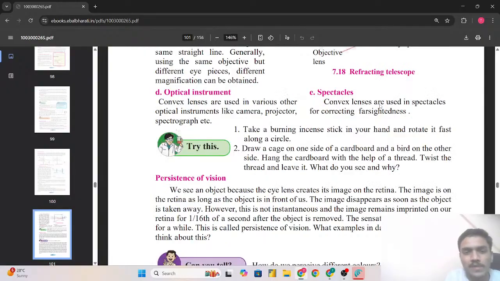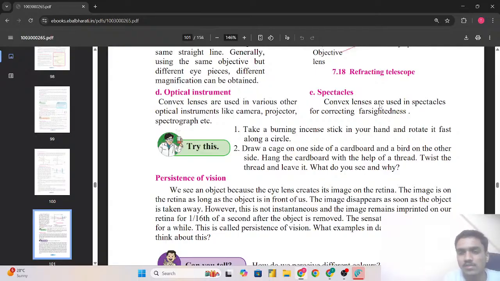नेक्स्ट इज द ऑप्टिकल इंस्ट्रूमेंट. ऑप्टिकल इंस्ट्रूमेंट जो होते हैं उसमें भी हम कॉन्वेक्स लेंसेज को यूज करते हैं. Convex lenses are used in various other optical instruments like the camera, projector, spectrograph, etc. In all these types of instruments, the convex lenses are used.